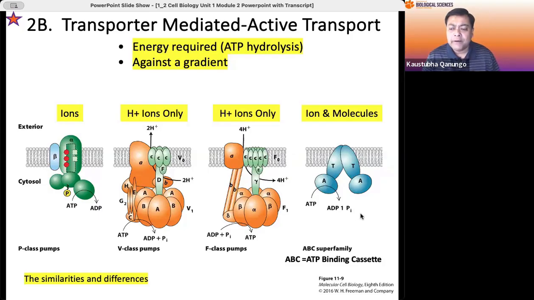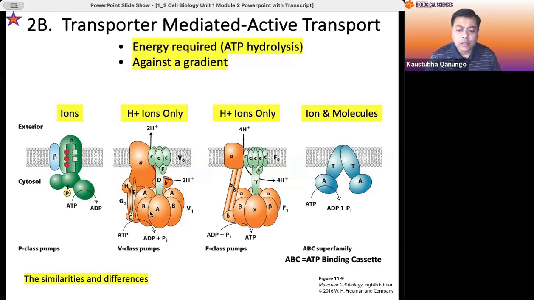There are many different classes of pumps, and for our purpose we are only going to talk about two of them. One is what is called a P class pump. They have an alpha beta subunit and work with ATP hydrolysis. Then we are going to talk about these ATP binding cassette pumps, or ABC superfamily of transporters, which work like a seesaw for transporting large molecules.